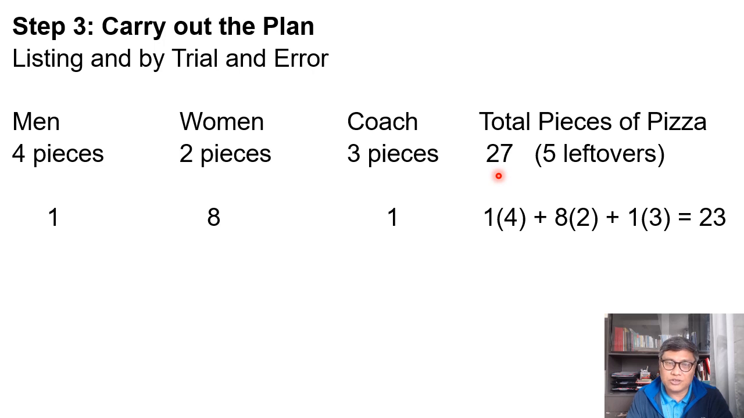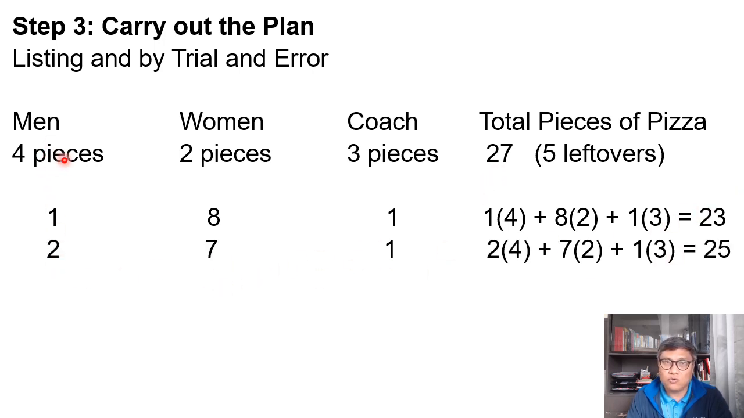Then, another trial and error. So we list again. What if we have 2 men athletes and 7 women athletes? You know that the sum still equals 9. Then there is only one coach. So 2 times 4 plus 7 times 2 plus 3, then the total is 25. Since it should equal 27, it means that this combination of men athletes and women athletes is not the correct answer. Then we can increase again.